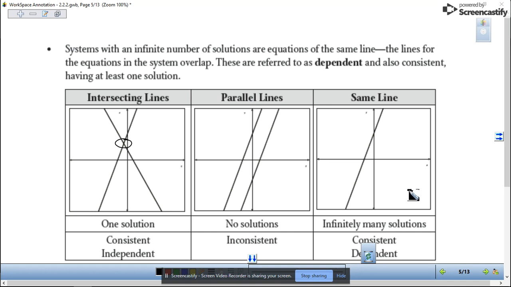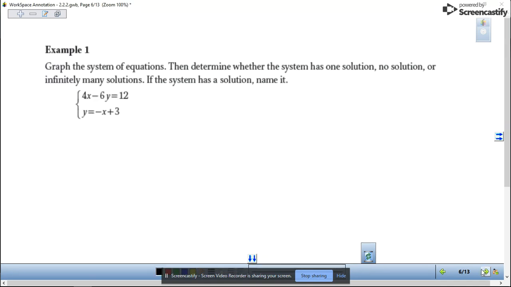Now, when it says infinitely many, that doesn't mean every point is a solution, right? So a point that's over here, like that point, would not be a solution. It's any point that falls on the line that's graphed, which does still mean there's an infinite number of them, but it doesn't mean that every point is a solution.